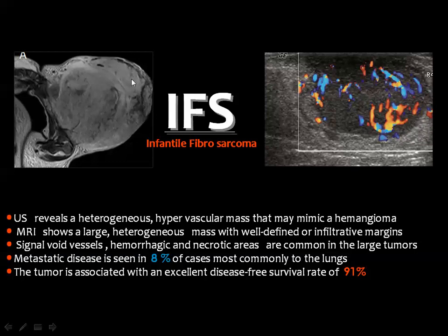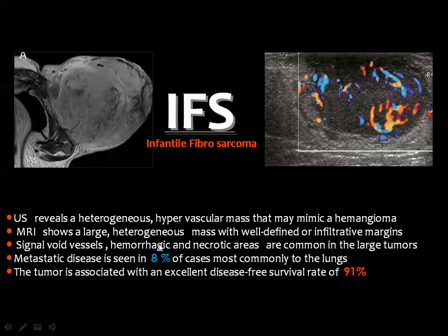You can see multiple dilated tortuous signal void vessels within the tumor and along the periphery of the tumor. Ultrasound will show a heterogeneous hypervascular mass, which is sometimes similar to a hemangioma. An MRI shows a large heterogeneous mass with well-defined infiltrative margin. Multiple signal void vessels, hemorrhage, and necrosis are common.